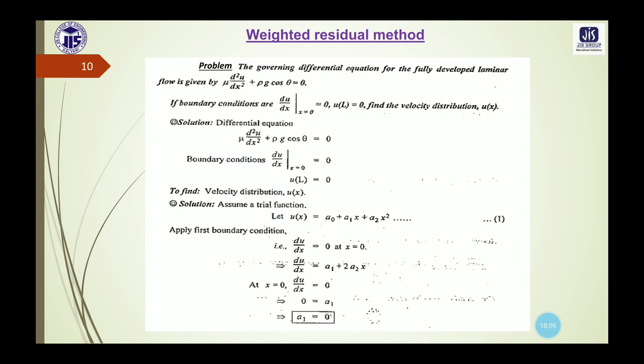So from equation number 1, if we want to find du/dx, it will be a1 plus 2 a2x, because a0 will be 0 with respect to the differentiation dx. Now if we put x equals 0, du/dx equals 0, then we are getting the value of a1 equal to 0.